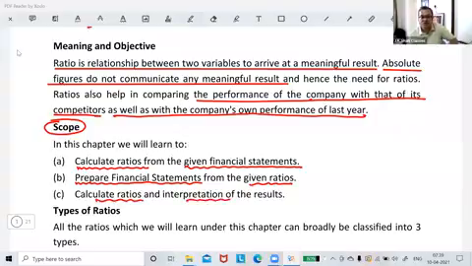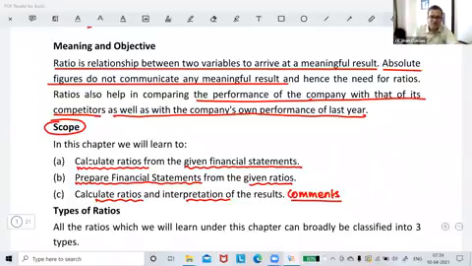Guys, what do you do on social sites? Comments. Yeah, comments, we are good at it, sir. But here you're not supposed to put comments like the ones you put on social media, but accounting ratio related comments.